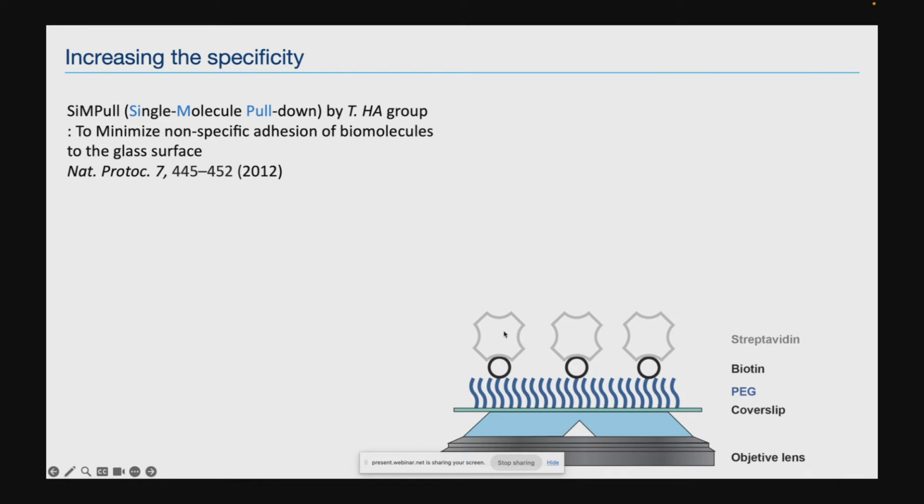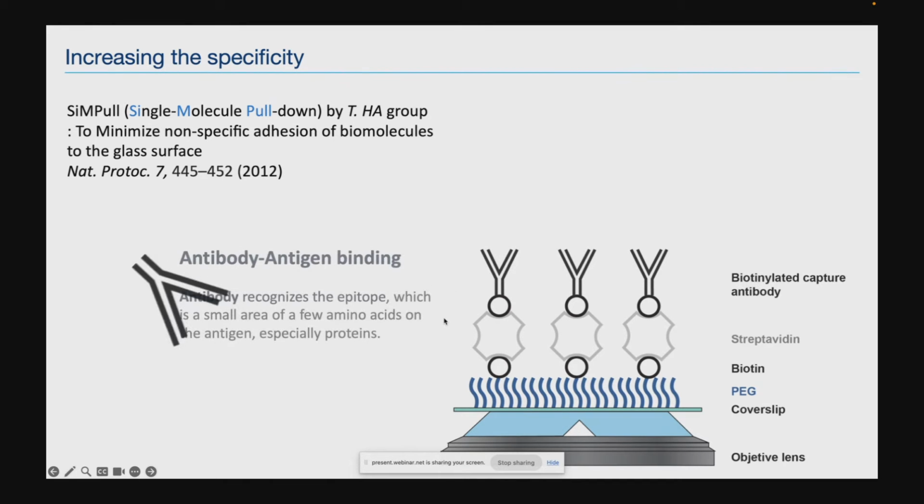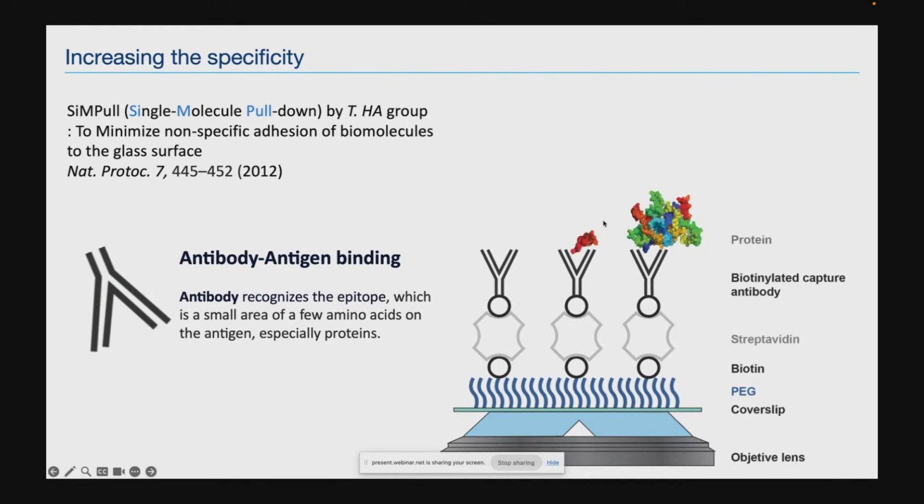We can then introduce a biotinylated capture antibody. So now we can pull down a specific protein, and then when we introduce our aggregates, we would have our protein of interest bound to that. So in this case, it could be alpha-synuclein. The antibody would recognize a specific epitope on the alpha-synuclein, and then we would pull down specifically alpha-synuclein. So we'd have monomeric protein here and an oligomeric protein.